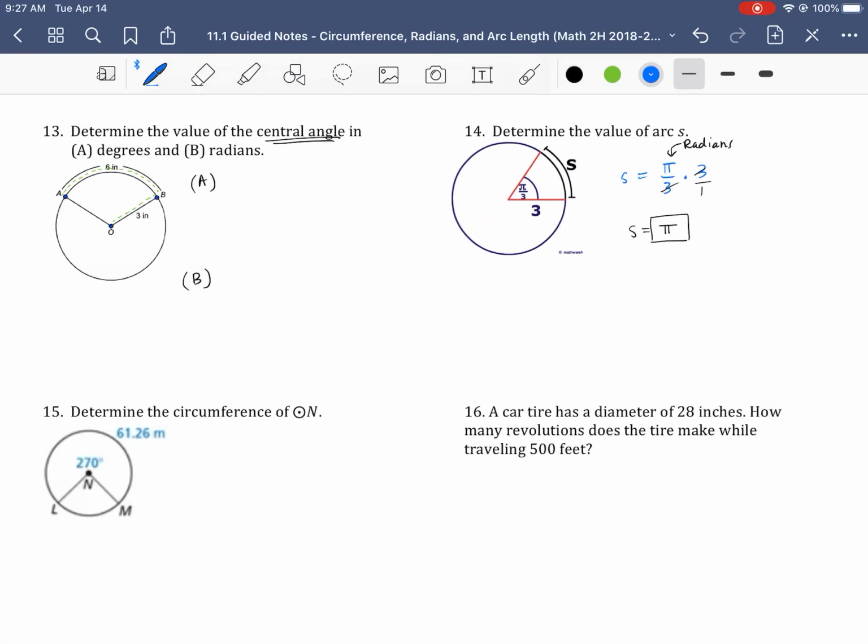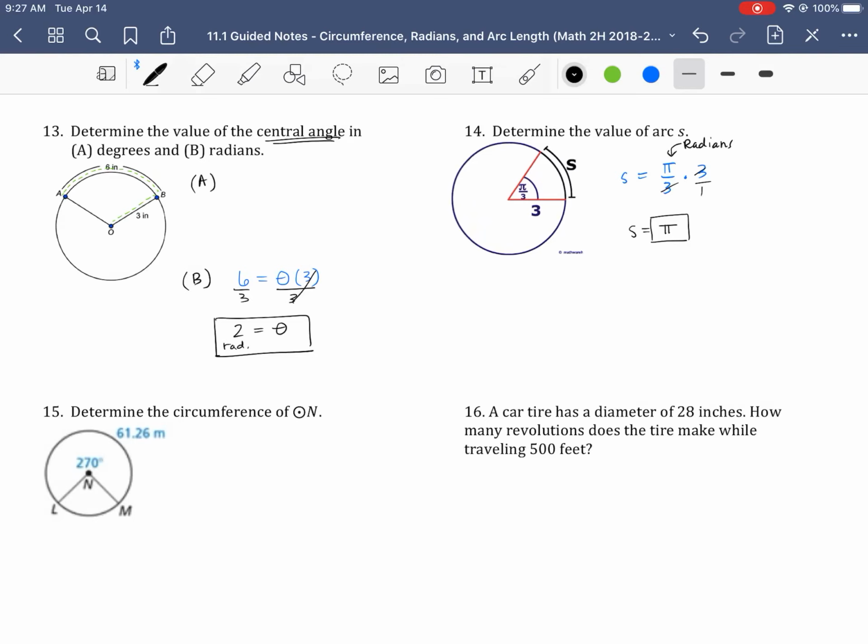If I was using the formula like we did on 14, we could say that the arc length, in other words 6, would be equal to the angle times the radius. When I do that, I divide by 3 to solve for theta, and we get 2 radians. So either way, you can work through that one conceptually or calculate it algebraically.